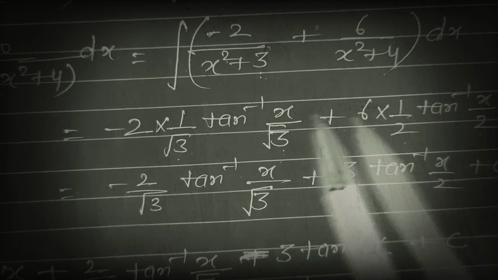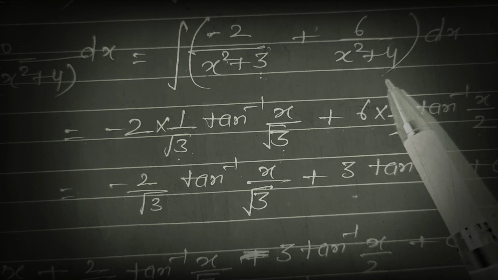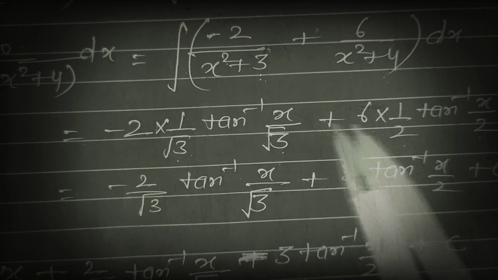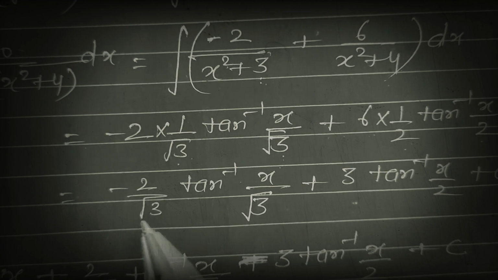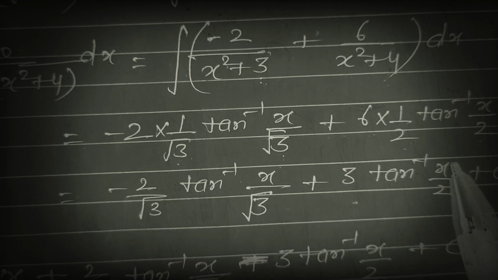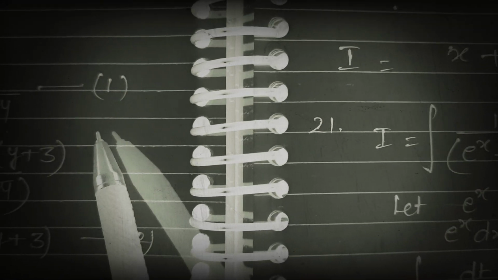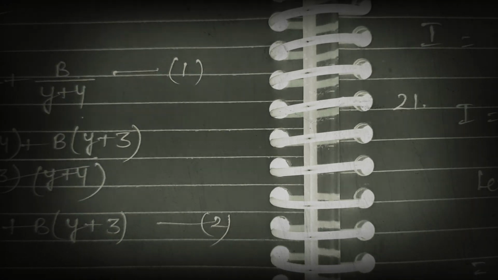So we will apply the same formula in these, because this is x square plus a square, and this is also x square plus a square in the denominator. So we can use this formula. So the answer is minus 2 by root 3 tangent inverse x upon root 3 plus 3 into tangent inverse x upon 2 plus c. Then we will put these values in the first equation.